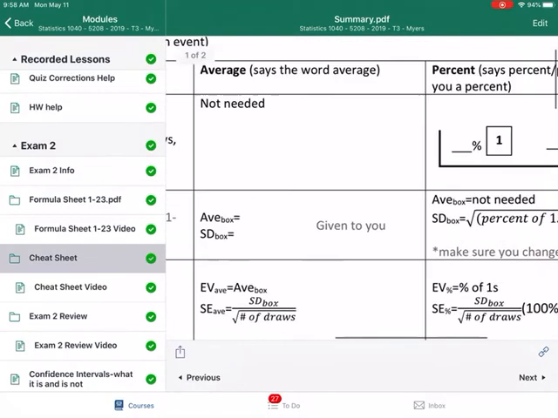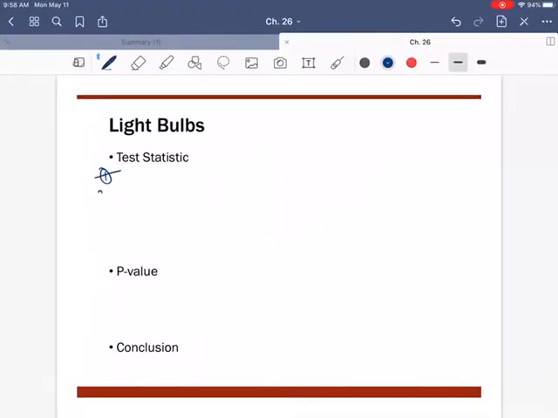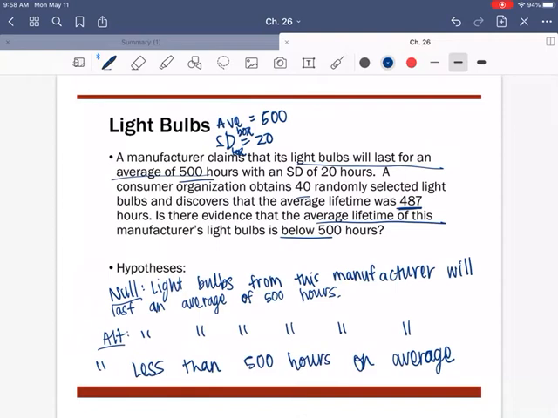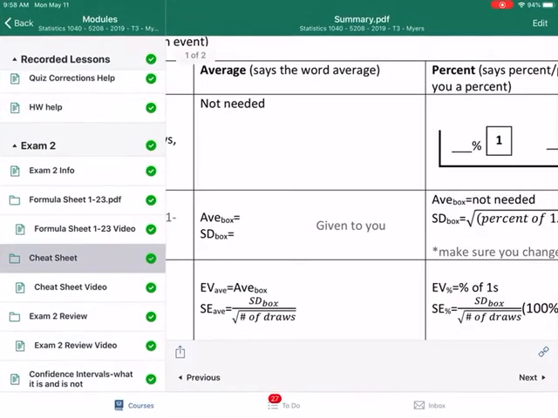Okay, step 1 is our box model with averages. The box model is not needed. Step 2, we already were given the average was 500 with a standard deviation of 20. Step 3, the expected average is what it should be, that 500 hours.